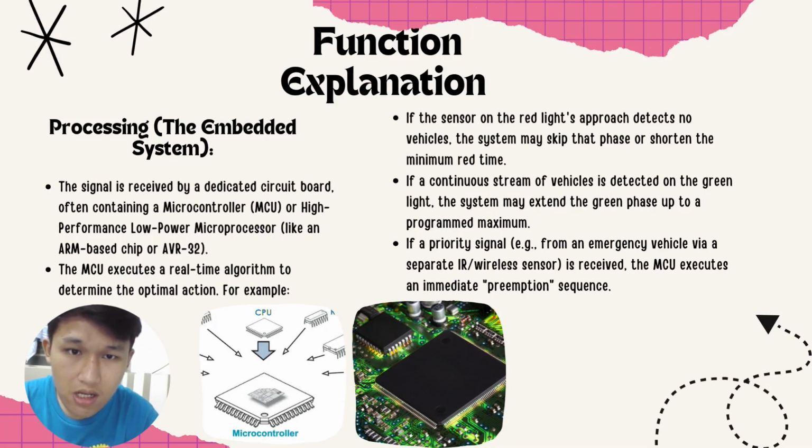If the sensor on the red light approach detects no vehicle, the system may skip the phase or shorten the minimum red time. If a continuous stream of vehicles is detected on the green light, the system may extend the green phase up to a programmed maximum. This traffic design increases the efficiency of the traffic and reduces traffic jams.